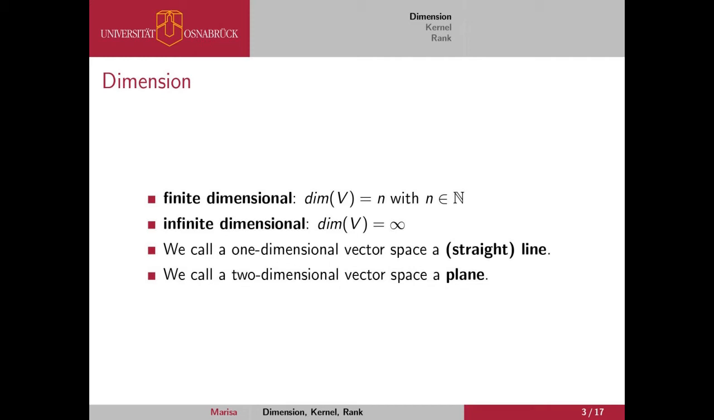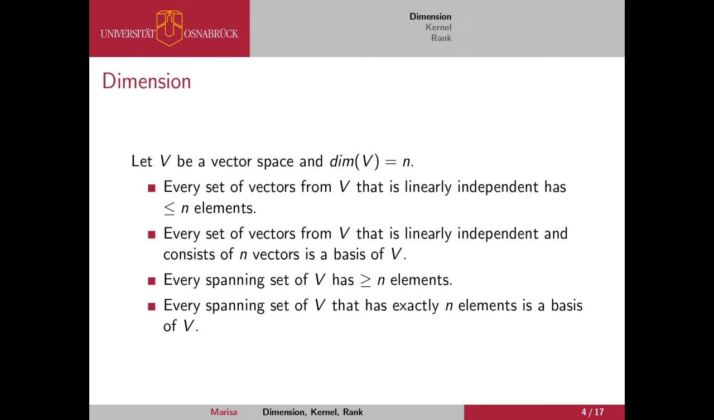A one-dimensional vector space has a special name, namely a straight line, or simply line. You can imagine it like this. If you are in a one-dimensional vector space, all the vectors from this space are on one line, so you can move along one line, and this is all the vector space. If you are in a two-dimensional vector space, you call this a plane, because you kind of move on a two-dimensional plane, and everything that is on this plane belongs to the vector space.